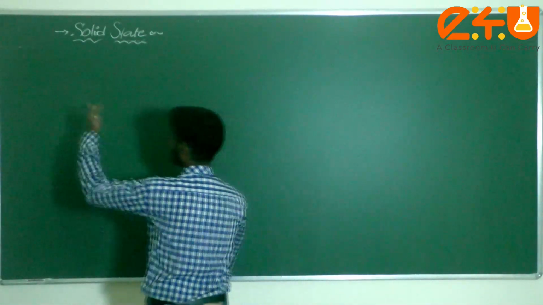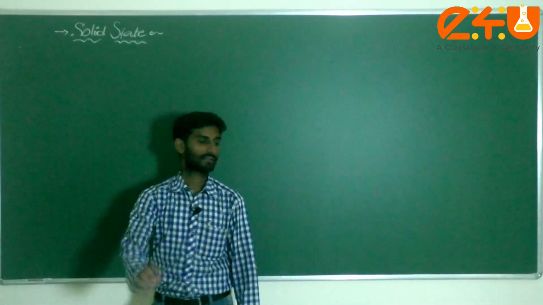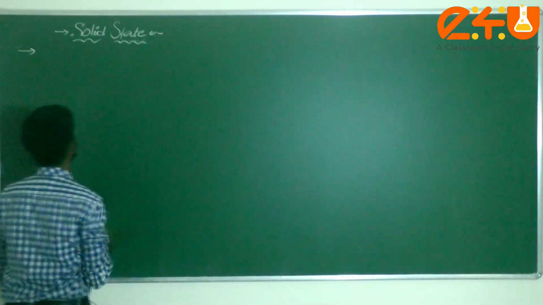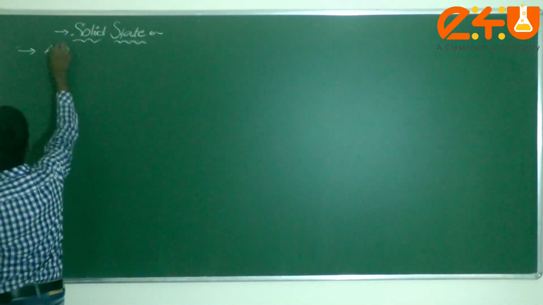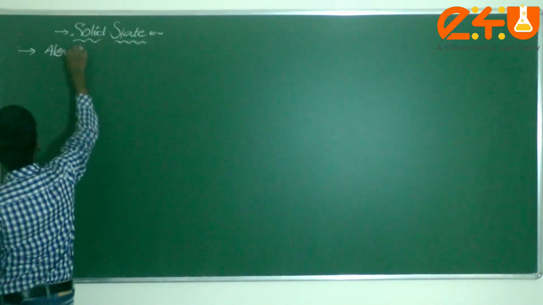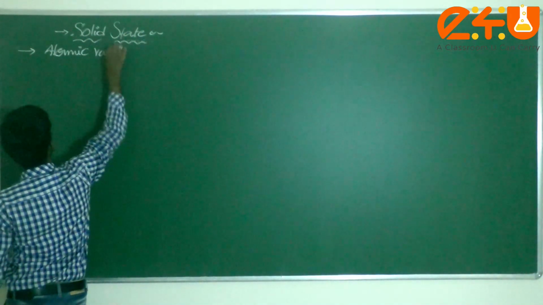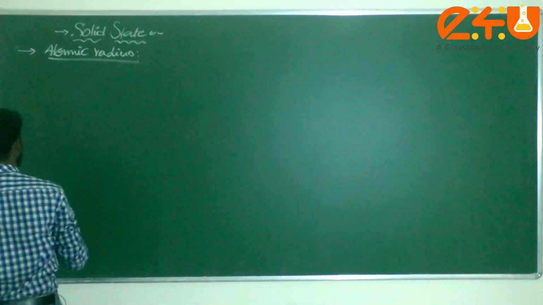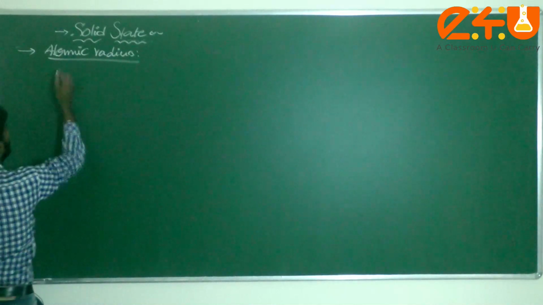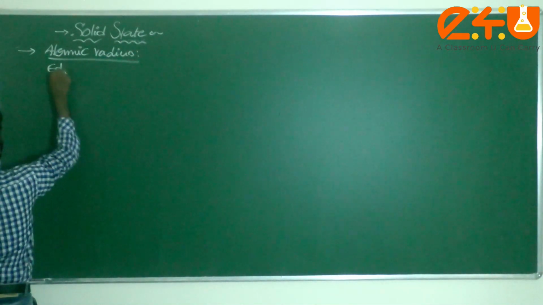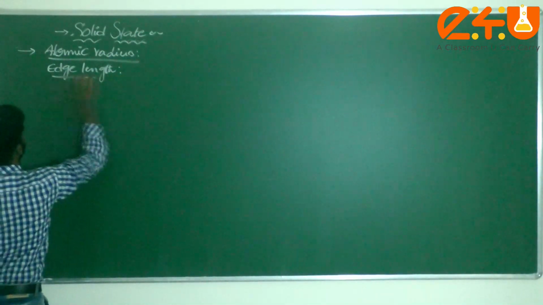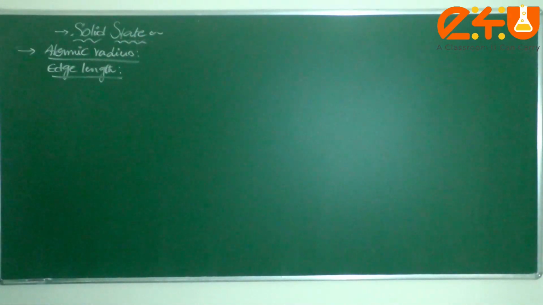Okay, dear students, let us continue our lecture. Now what you are going to study in this lecture is known as atomic radius. This atomic radius in solid state generally we have to consider with respect to edge length. Now just check it here.